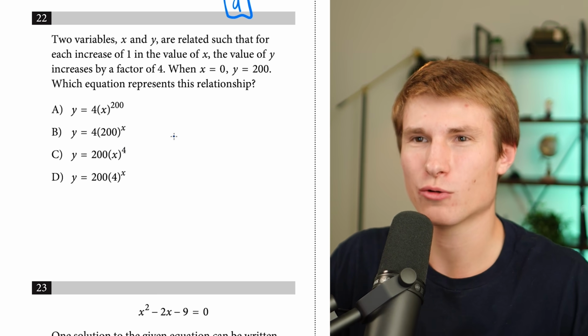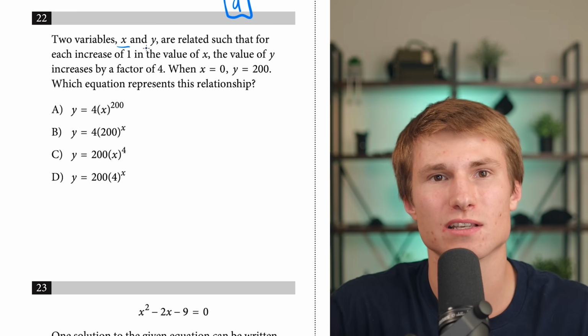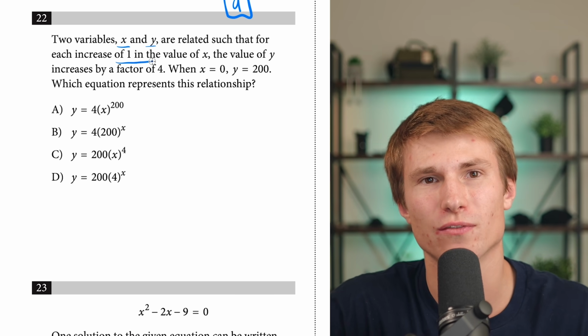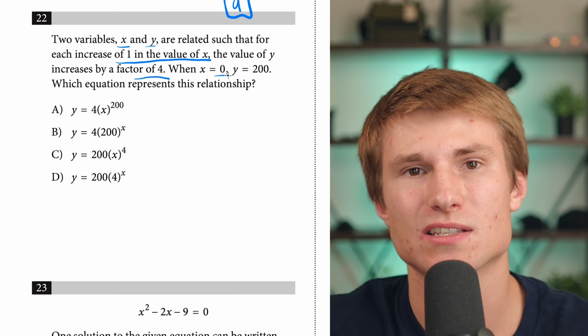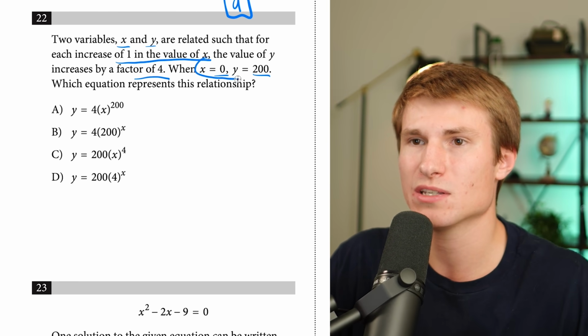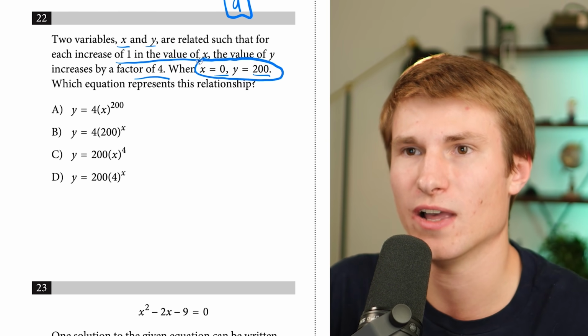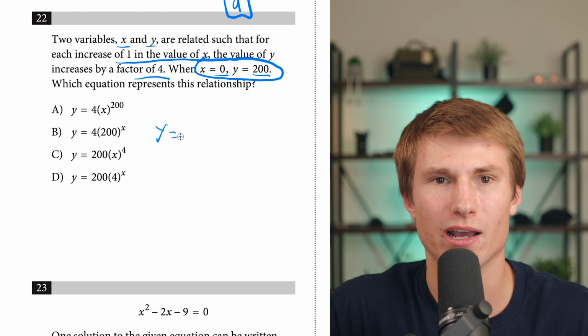Here's how to answer this question about the exponential growth formula on the SAT. Question 22 states 2 variables, x and y, are related such that for each increase of 1 in the value of x, the value of y increases by a factor of 4. When x equals 0, y equals 200, which equation represents the relationship? Well, this piece of information is giving us our initial value. When x is 0, y is 200. So we need to have that y equals 200.